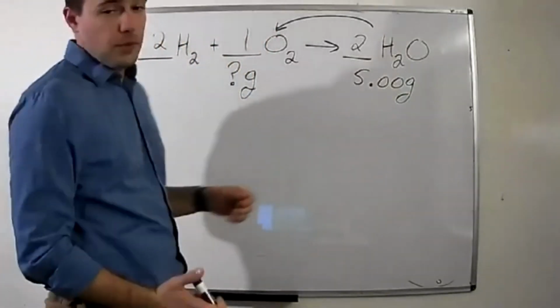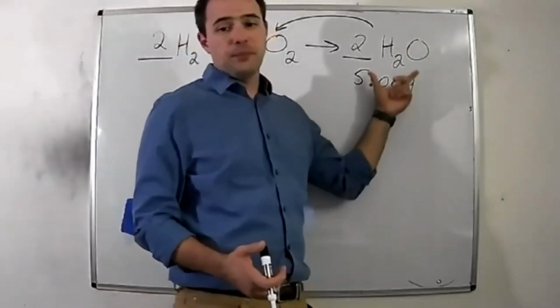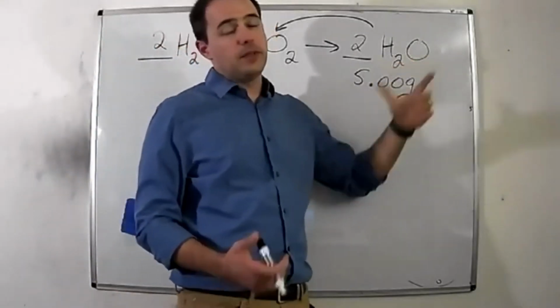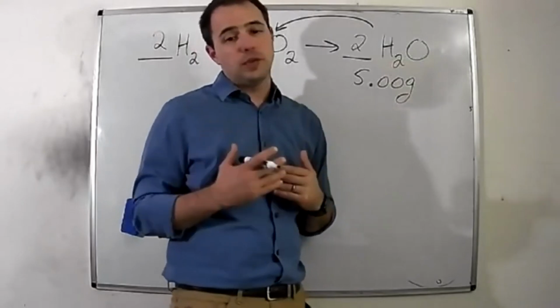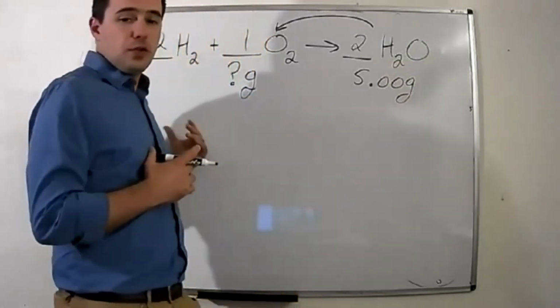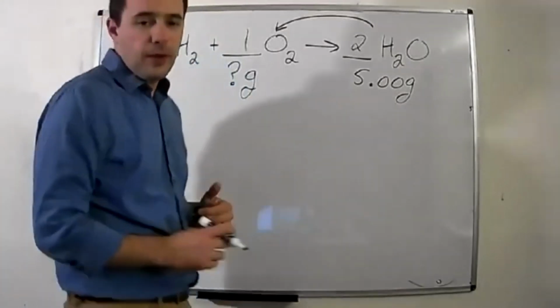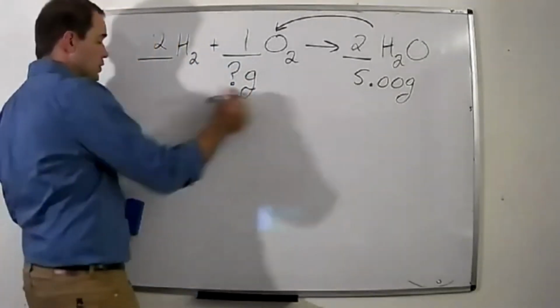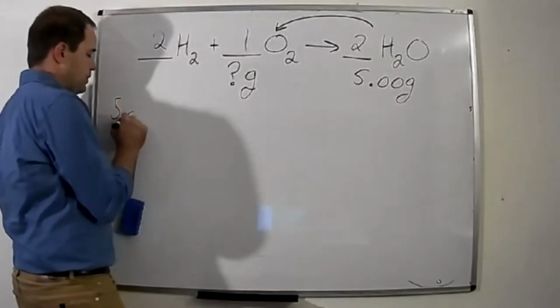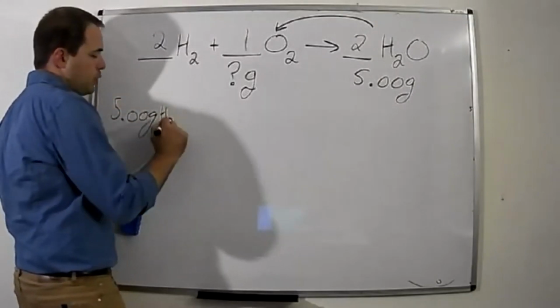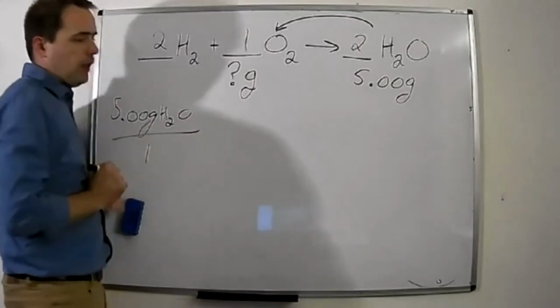So here's how this is going to work. We take what we're given, and we need to write the identity of it, because again, it's going to be important for the mole ratio. So people get in a bad habit, they'll just do 5.00 grams and put it over 1, but you have to tell me it's 5.00 grams of H2O. So we're going to start with 5.00 grams of H2O. We're going to put that over 1.